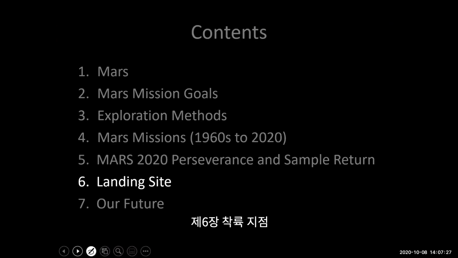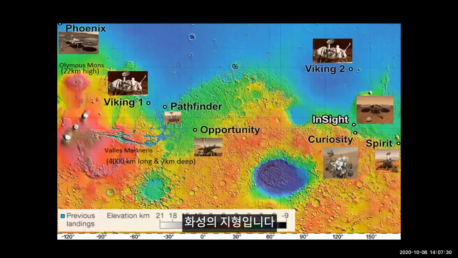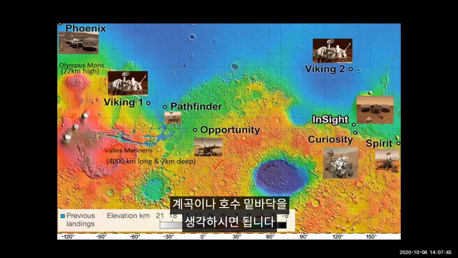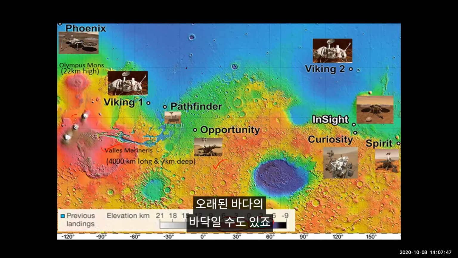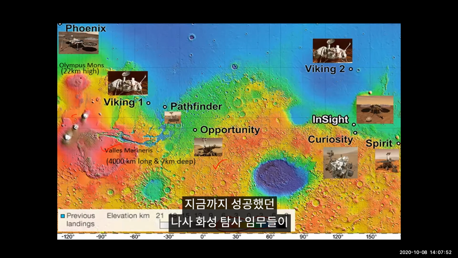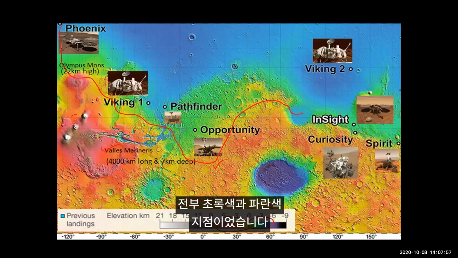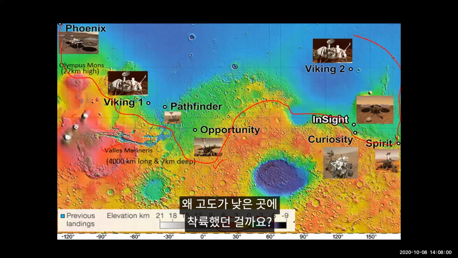Number 6, landing site. This is Mars. Red and yellow mean high elevation, such as red, and it's a kind of mountains. And the green and blue indicate low elevation, such as a valley or the bottom of a lake or the bottom of ancient oceans. But you notice that all the past missions of NASA, the successful missions, what color did they land on? They land on blue and green. Why is that so? Why this lower elevation site?